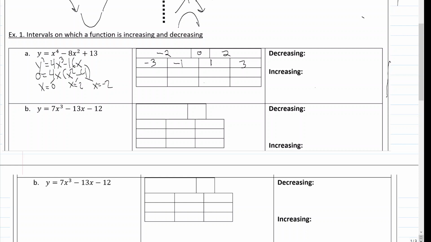All right, now I just plug these into the derivative function. I find it very easy to plug into this step of the derivative function. It's a lot easier to do the math. If I plug in here, I get 4 times -3, so that's -12, times parentheses 9 minus 4 times 5. That's negative. That's going down.